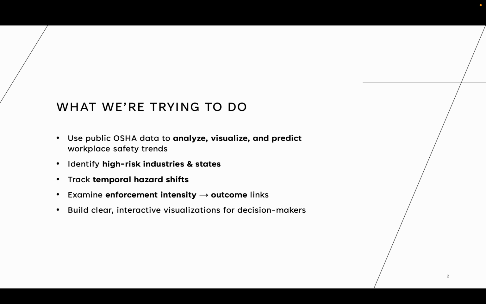Every year, thousands of workplace injuries are reported to OSHA, but the way this data is shown right now is pretty limited. Our goal is to use public OSHA data to analyze, visualize, and predict workplace safety trends. We want to find which industries and states are most at risk, understand what kinds of hazards are most common, and track how these patterns change over time. We'll also look at whether enforcement activities like inspections are linked to better safety outcomes the following year.